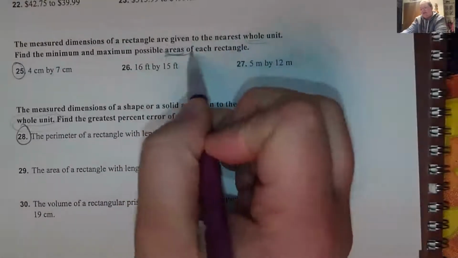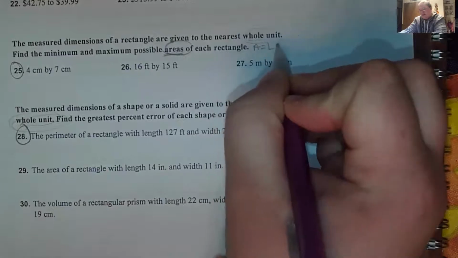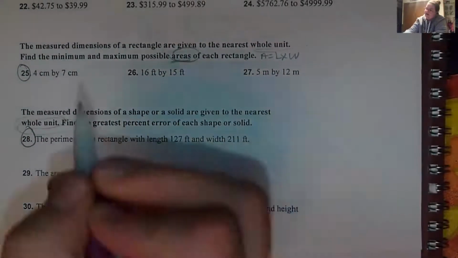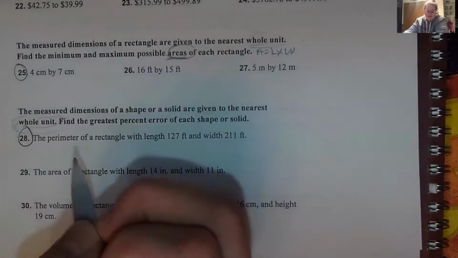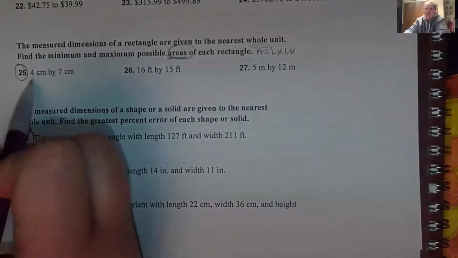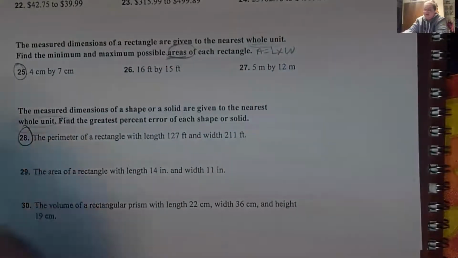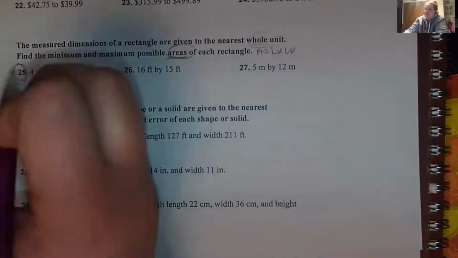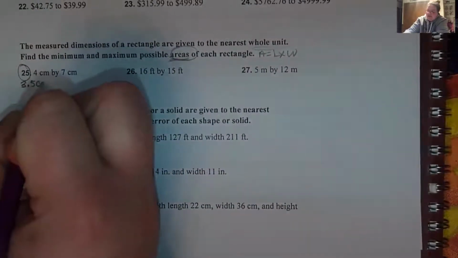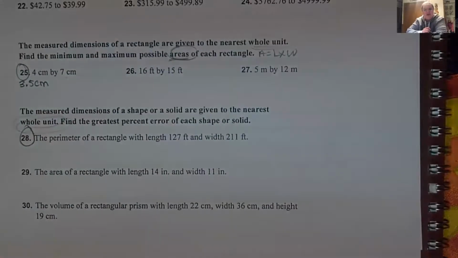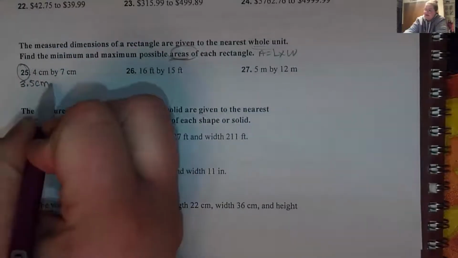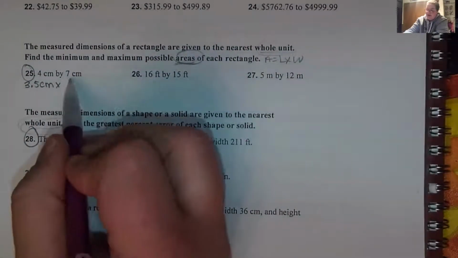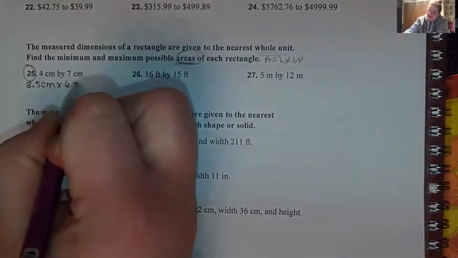So now I need to remember the area of a rectangle. Remember, area of a rectangle is length times width, however you want to say that, okay? So if I have 4 centimeters by 7 centimeters, let's say we're low. We could be off by half a unit because we went to the nearest whole unit. So that would give me 3.5 centimeters, correct? If I want to find the area, I take the length times the width. Let's say, for the sake of argument, that we're, again, low. We could be off by half a unit on 7, so that would be 6.5 centimeters.